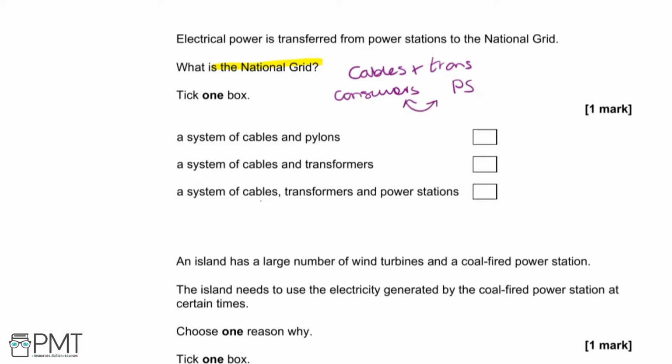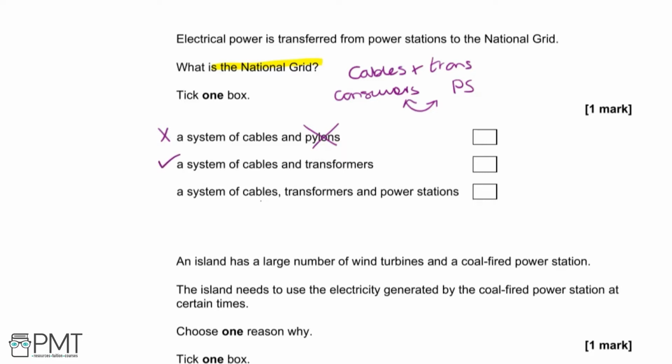So we need to find which one of these three statements most closely matches our definition. So is it a system of cables and pylons? No. So while cables are part of the system, pylons aren't. So I don't think this is our correct answer. Is it a system of cables and transformers? Yep, so far that matches our definition. So it might be this one.